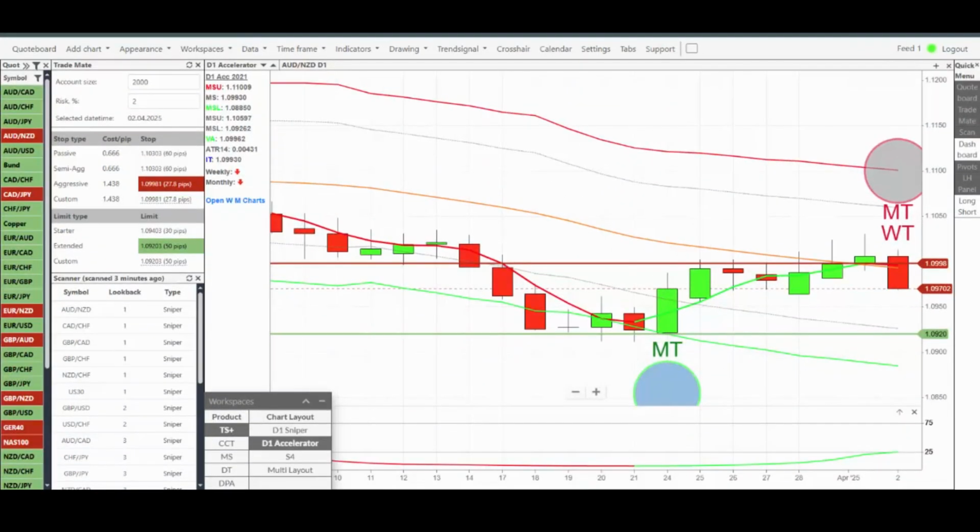So today's trade of the day, it's the 2nd of April 2025, and we're going to take a dive into Australian dollar against New Zealand dollar daily chart. This is the D1 Accelerator Strategy. So the idea of this is swing trading. You put a trade on in the evening, you run a scan, follow a few rules, and you identify trades that are just like this.